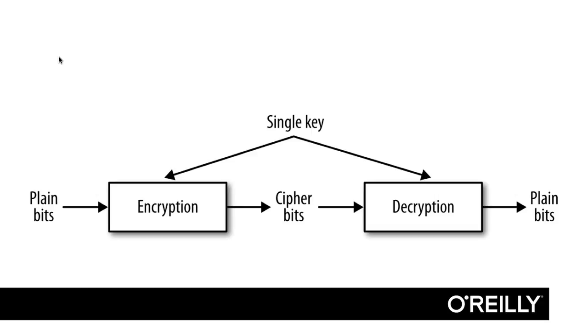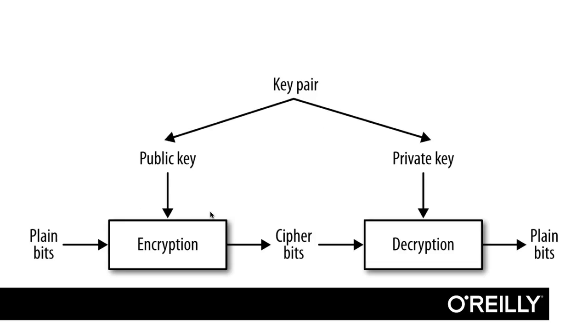The cipher bits then are the encrypted bits, and on the receiving end, they go through the decryption engine using, and this is the critical point, the same key that was used earlier to do the encryption. And of course, if all goes well, you recover the original plain bits.